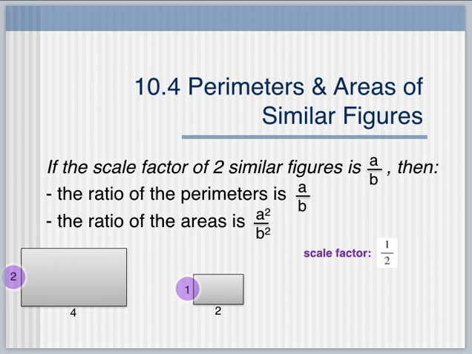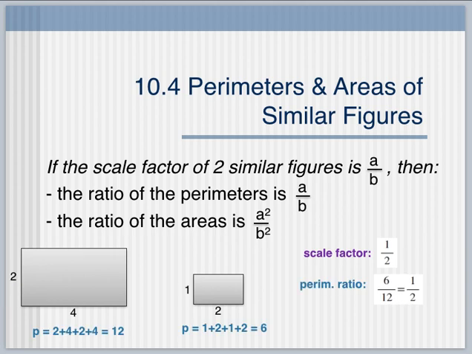Now, find the perimeter of each of those shapes. When you add up all the sides for the first one, 2 plus 4 plus 2 plus 4, you get 12. For the second one, when you add up all the sides for that perimeter, you get 6. When you make a ratio of your perimeters, you have, therefore, 6/12. That simplifies right back to the scale factor. So really this rule that the ratio of the perimeters is going to be identical to the scale factor really just means that whatever the ratios are, once you put them in a fraction, it'll just simplify to match your scale factor.